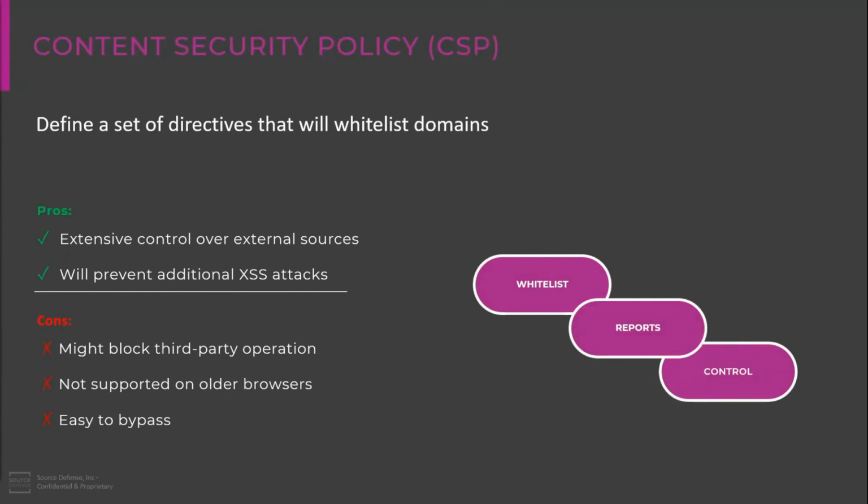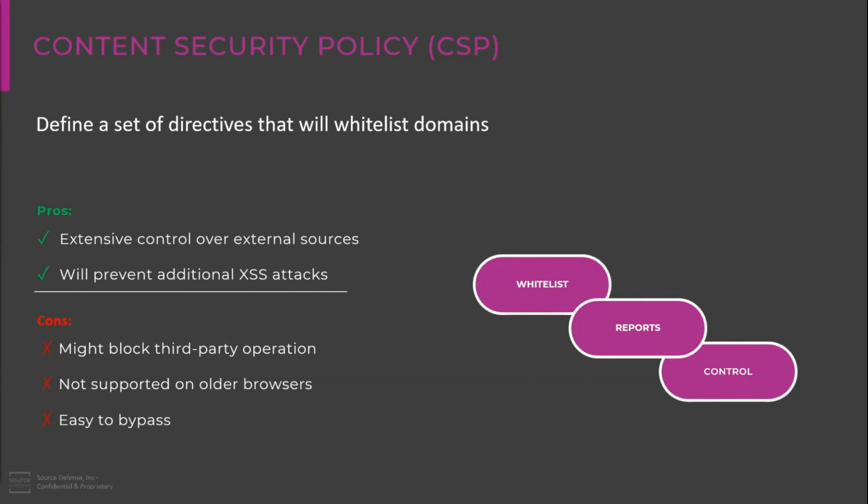So we have something called Content Security Policy, or CSP. CSP is a native function to most modern web browsers. It allows us to define a set of directives that will whitelist specific domains. So it allows extensive control over those external sources, allowing scripts from certain domains, not allowing from others. It prevents cross-site scripting attacks. That's ultimately what CSP was created for, cross-site scripting. It is now being used in some ways to detect or try to prevent these Magecart style attacks.